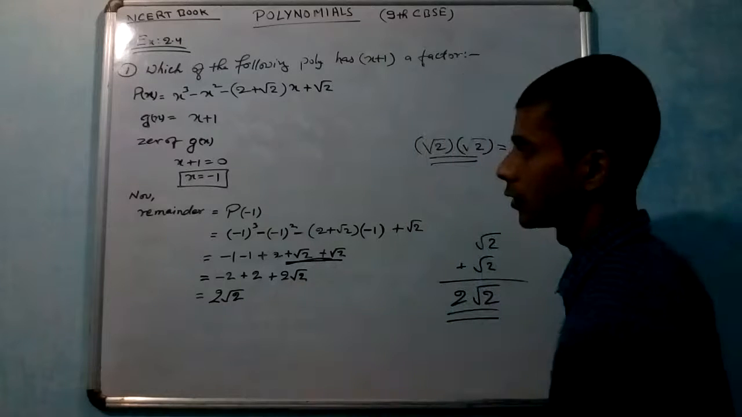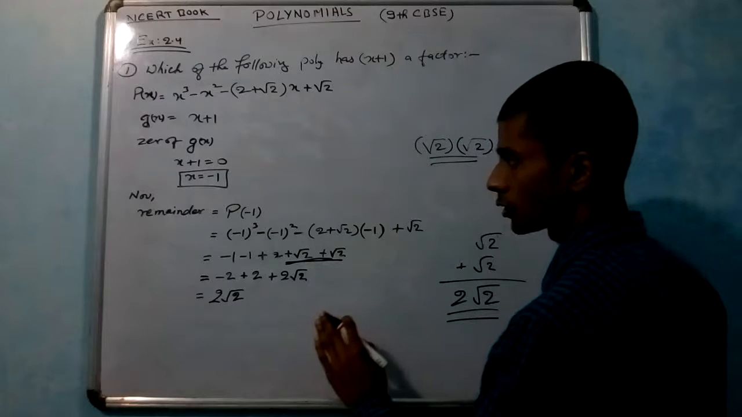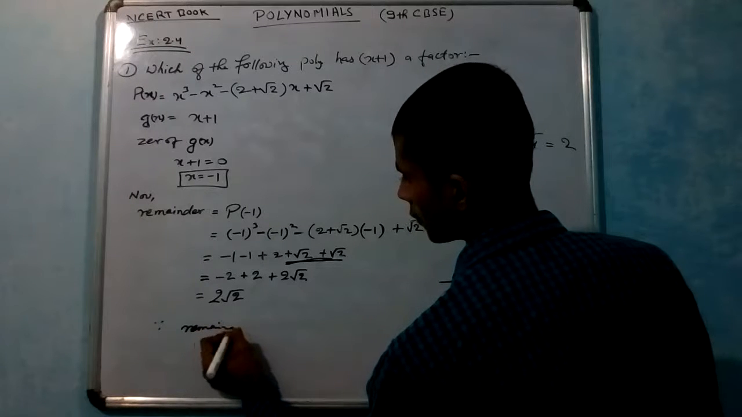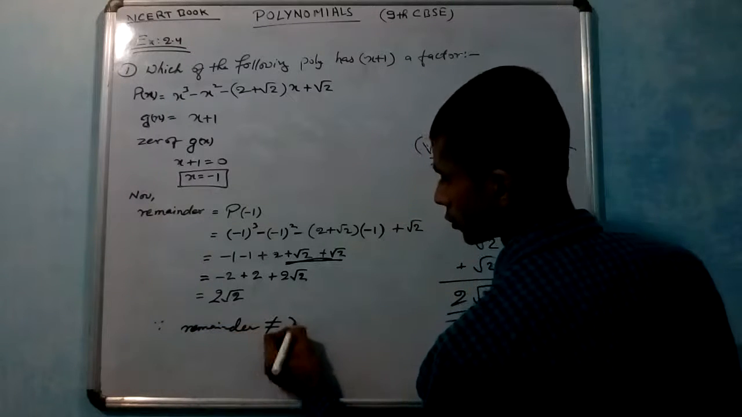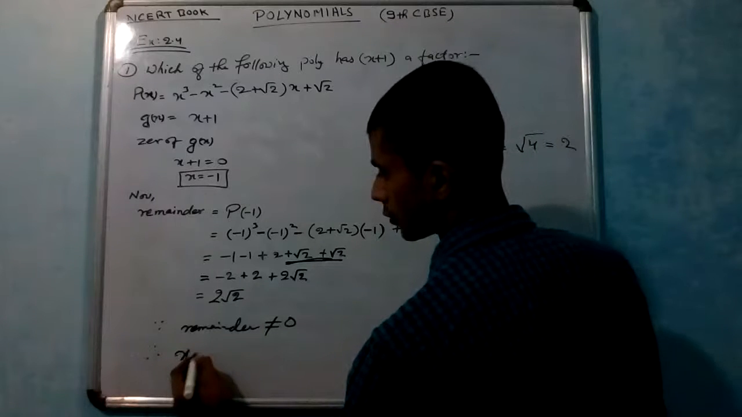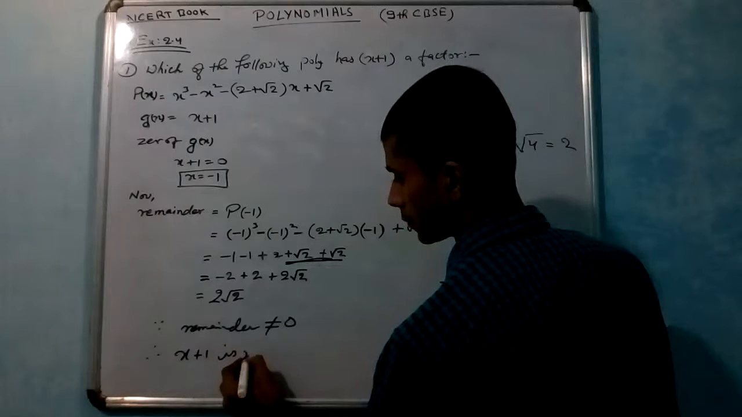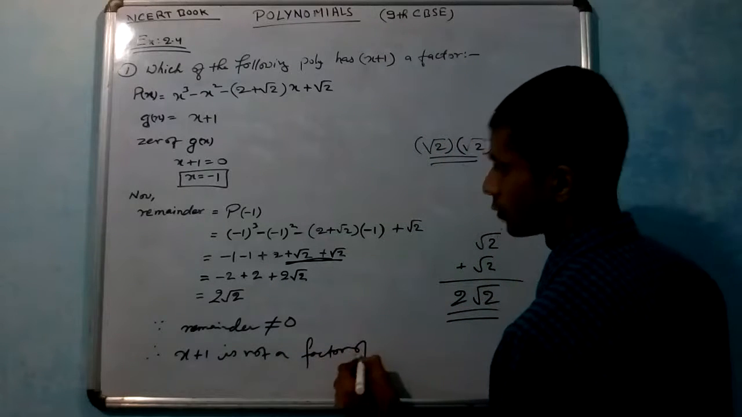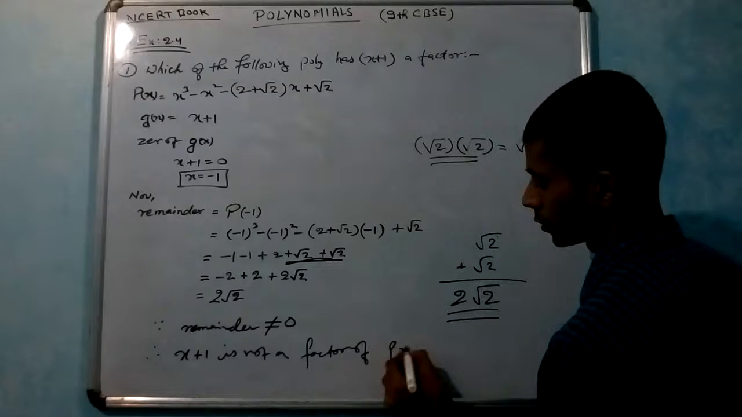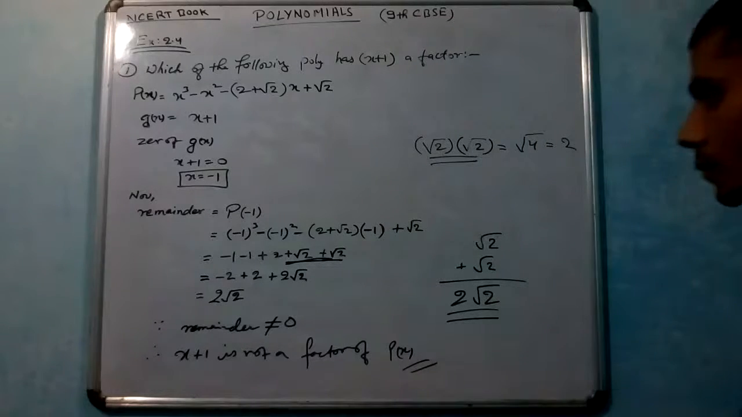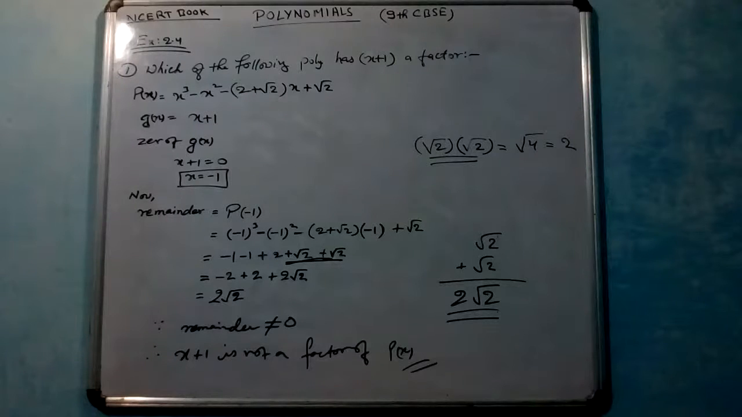So the remainder here is not 0. Since the remainder is not equal to 0, therefore px is not divisible, that you have to write in the last line. Okay? So the first sum is done. Understood how to find the factor, whether it is a factor or not?